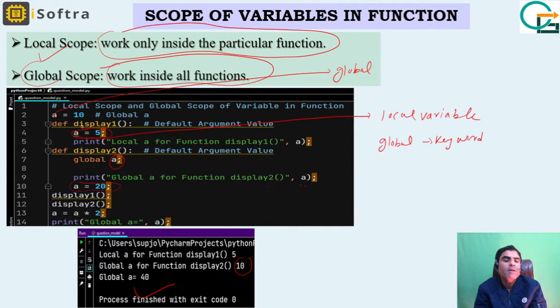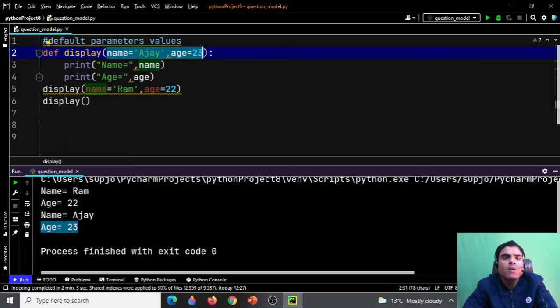So a local variable works only locally here. You can say a local variable works only in this function display one, and a global variable works here also, here also, and outside all functions also. So global scope works outside all the functions. So let's practically implement this so that you will understand perfectly.